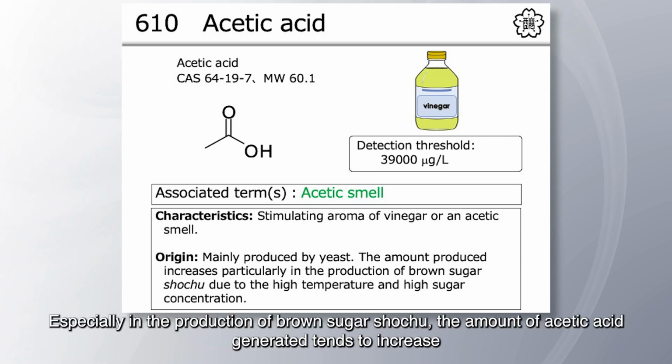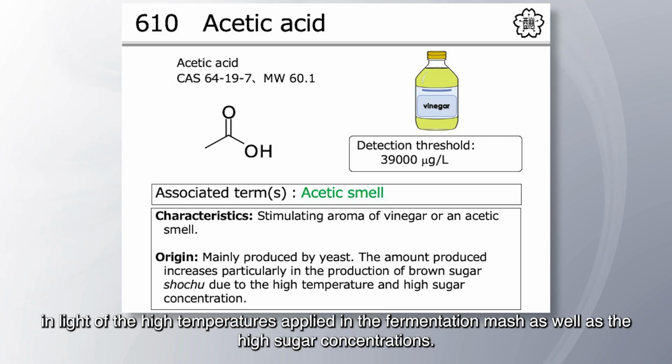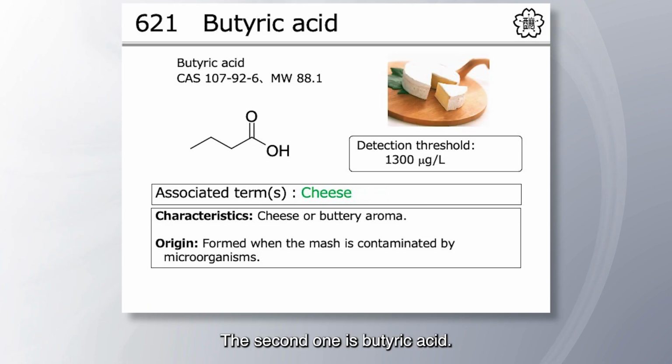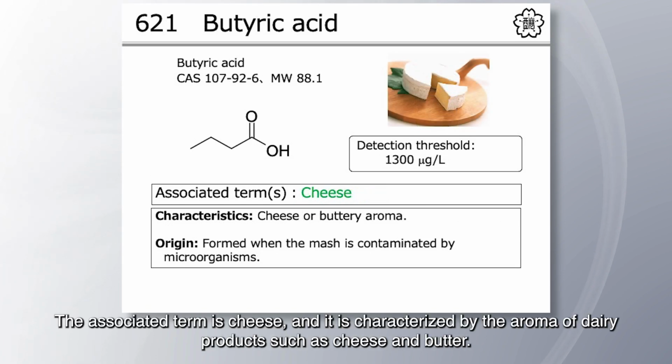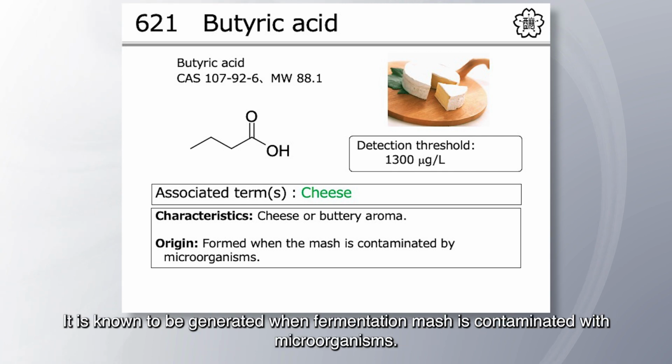Especially in the production of brown sugar shochu, the amount of acetic acid generated tends to increase in light of the high temperatures applied in the fermentation mash, as well as the high sugar concentrations. The second one is butyric acid. The associated term is cheese, and it is characterized by the aroma of dairy products such as cheese and butter. It is known to be generated when fermentation mash is contaminated with microorganisms.